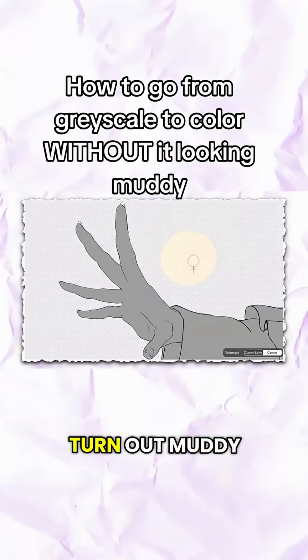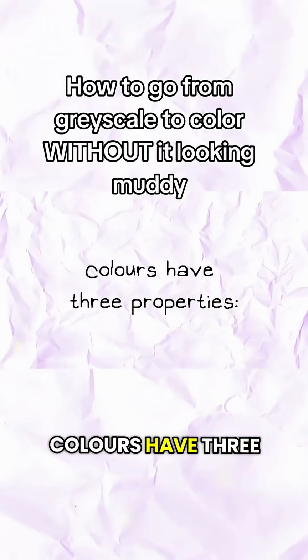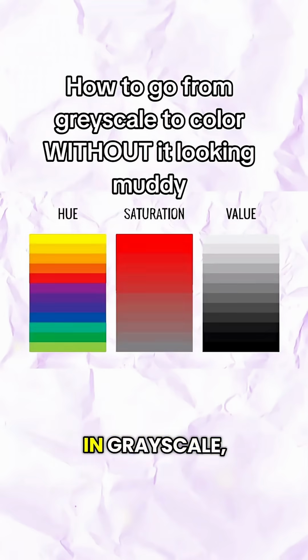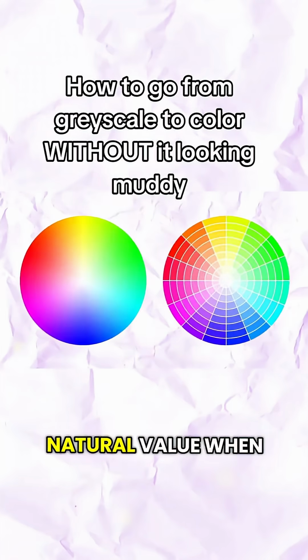Do your colors turn out muddy whenever you try to go from grayscale to color? Let's fix that. Colors have three properties: value, hue, and saturation. When we paint in grayscale, we're focusing on value. But here's the hidden trap most of us don't realize. Colors have a natural value when stripped of their hue. What does that mean, you ask?